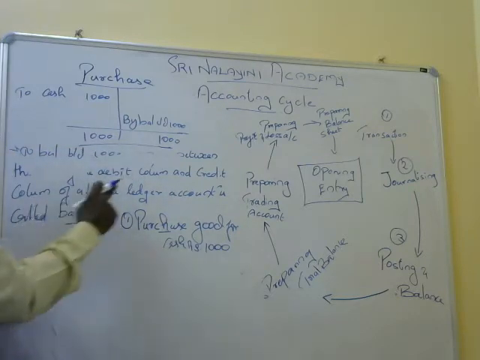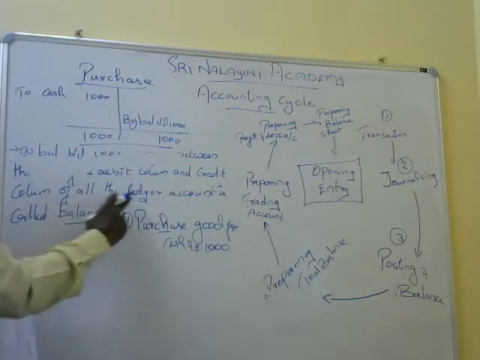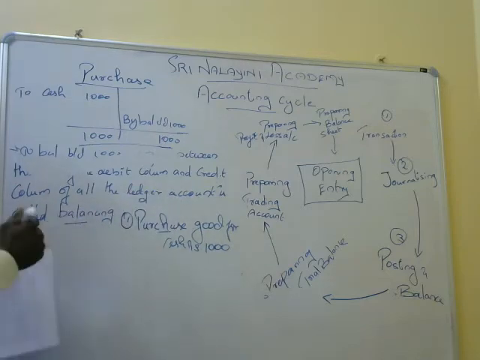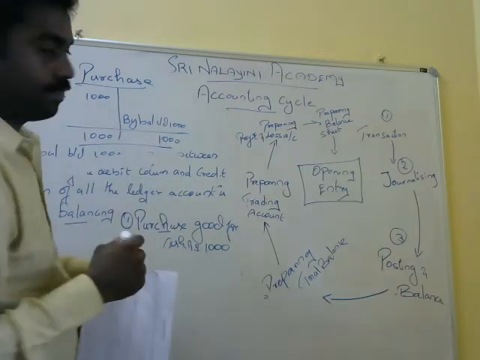So this is the point. Totaling the debit column and credit column of all the ledger accounts is called balancing. Can you clear this?